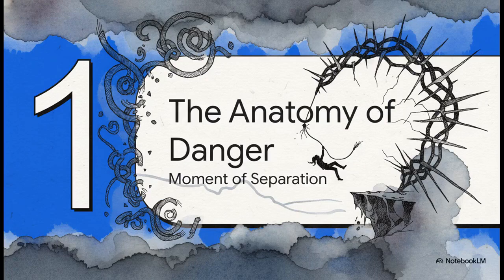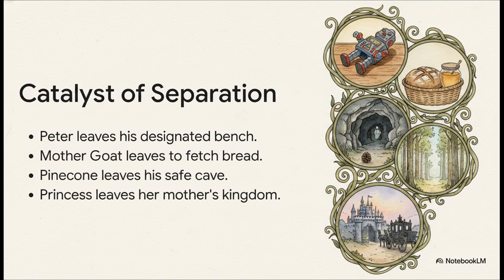Phase 1. The anatomy of danger. The crucial moment of separation. Every great lesson in these stories always begins with a character losing their safety net. And what's wild is that the catalyst kicking off the danger is always incredibly relatable. It's never something totally out there.